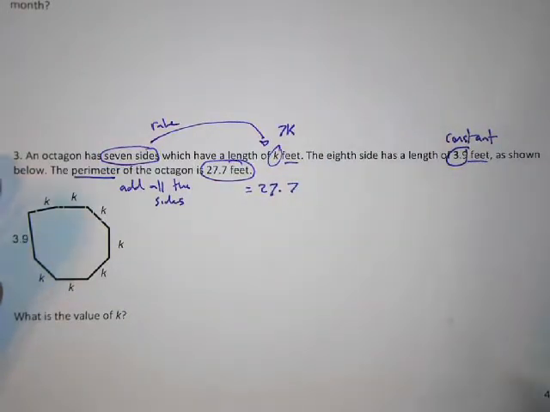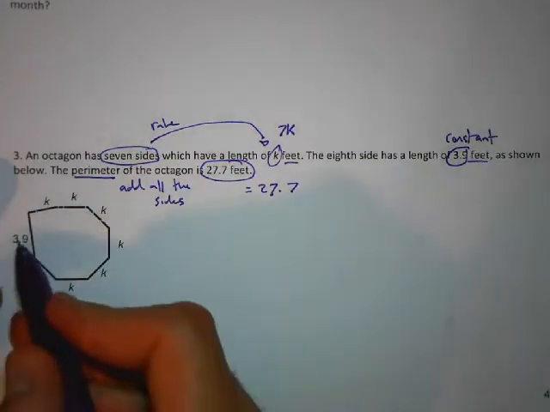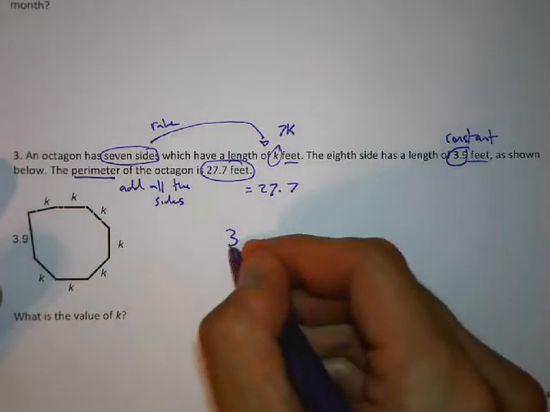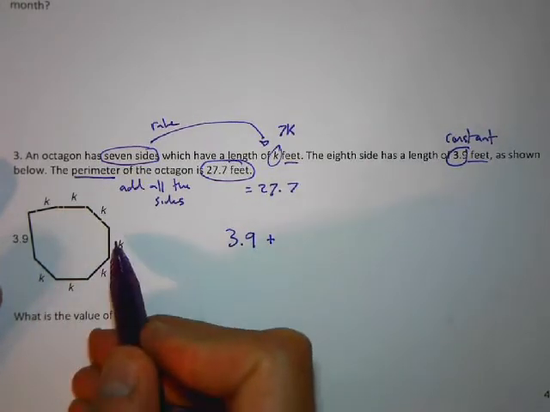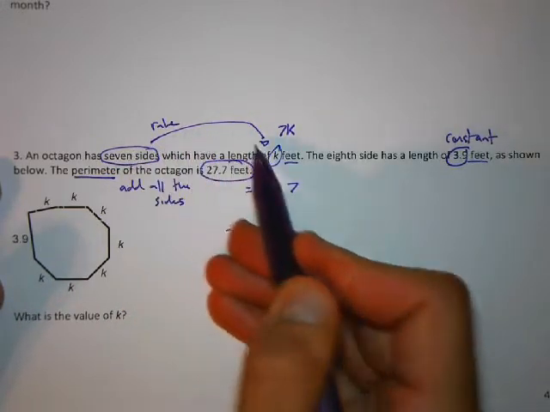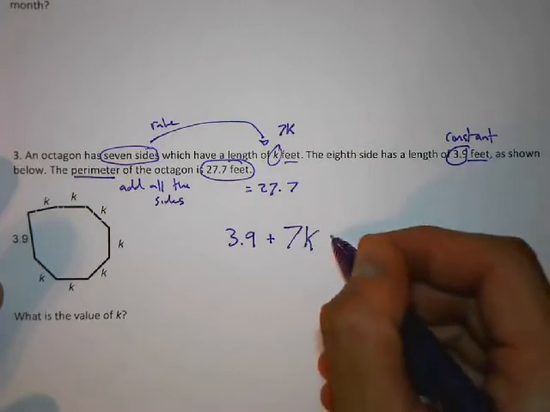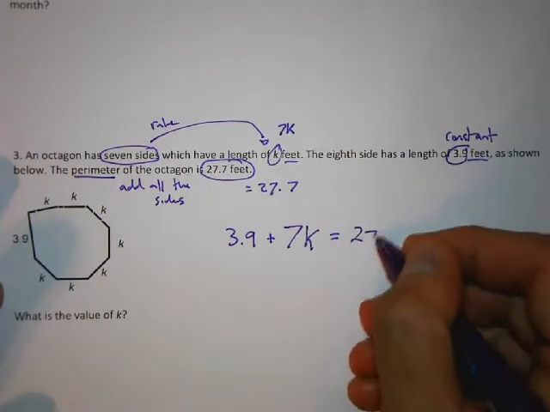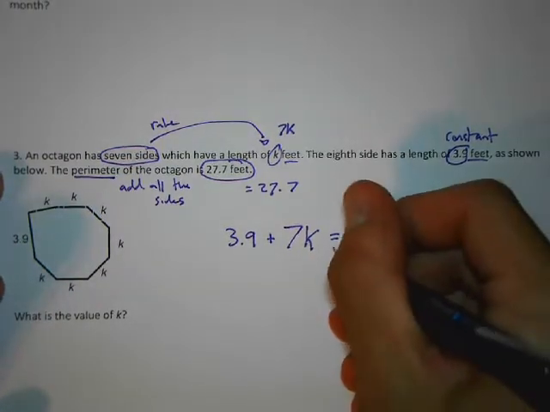Okay, let's try to write an equation for this. So if I were to add up all of this stuff, I would start with 3.9, the constant. And I could write plus k, plus k, plus k, plus k, and so on, but that's going to take forever. So instead, I'm going to remember I know this rate. It's 7 times k. All of that together is equal to 27.7. Alright, equation looks good. Let's solve it.